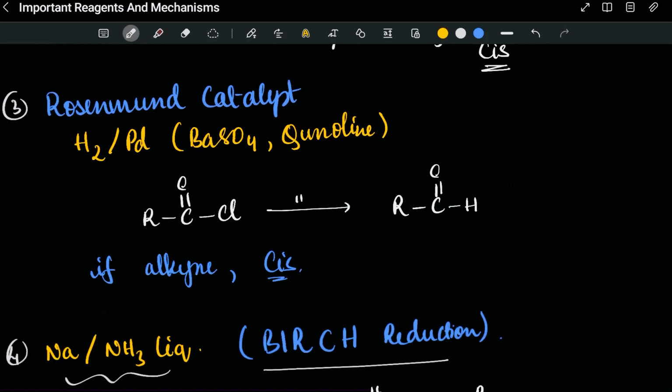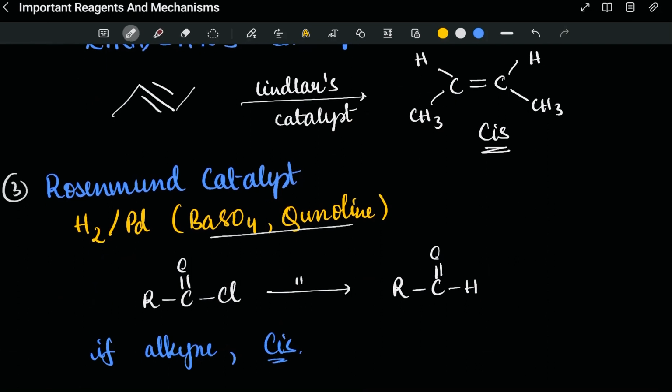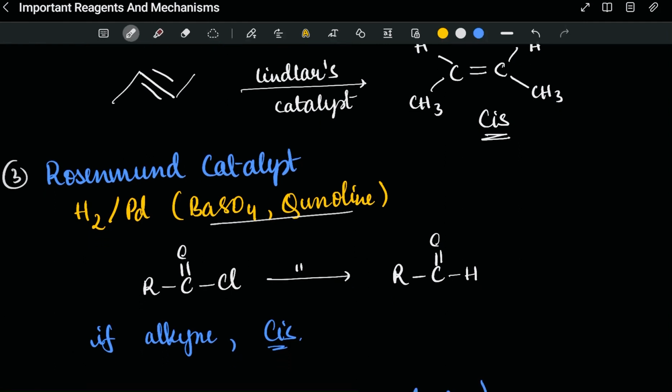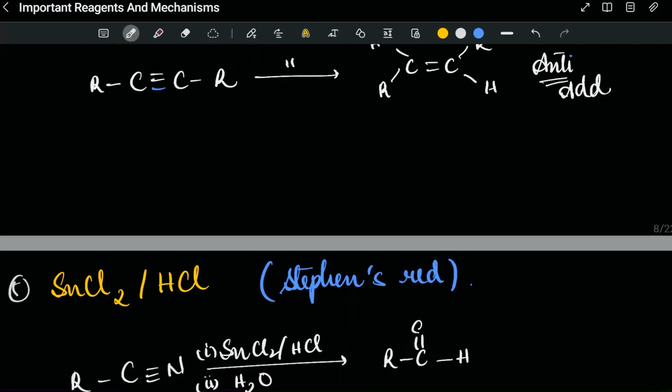Now, Rosenmund catalyst or Rosenmund reagent, it is Pd/BaSO4 and quinoline. There is always a confusion between Rosenmund and Lindlar's. Lindlar's is CaCO3 while Rosenmund is BaSO4. Rosenmund helps in converting acid chlorides into aldehydes. Okay, so acid chlorides to aldehydes. This is a mild reducing agent. Okay, and if an alkyne is formed, then cis alkene is formed. Okay, I'm sorry, my bad.